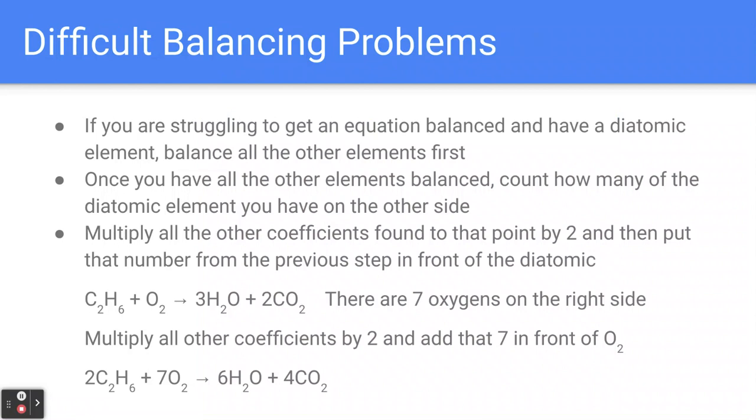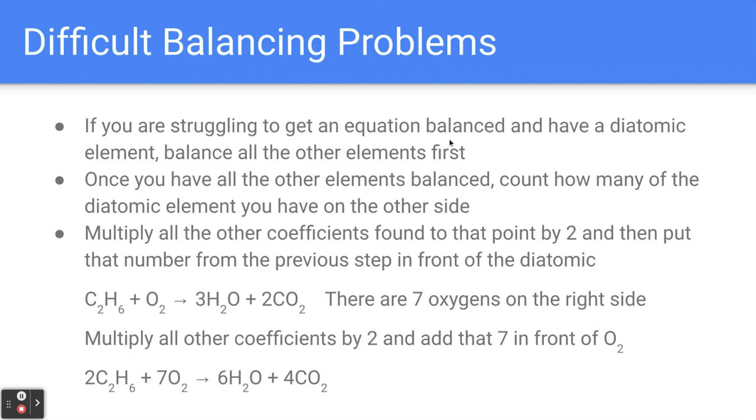So if you're struggling to get a balanced equation and you have a diatomic element, balance all the elements first. That diatomic can come at the end. It's typically the easiest to balance, because if you can get one side to be even, you can always get that diatomic to the number that you need. Once you have all the other elements balanced, count how many of the diatomic element you have on the other side, and then multiply all the other coefficients found to that point by 2, and then put that number from the previous step in front of the diatomic.